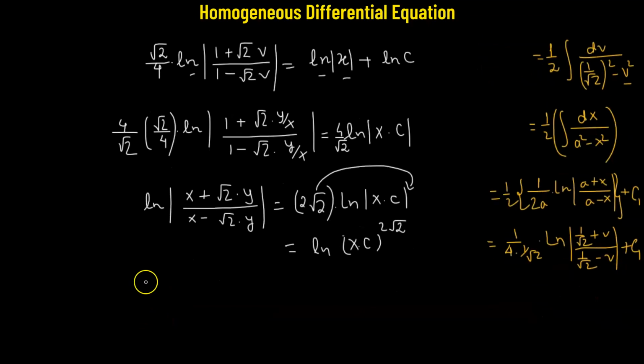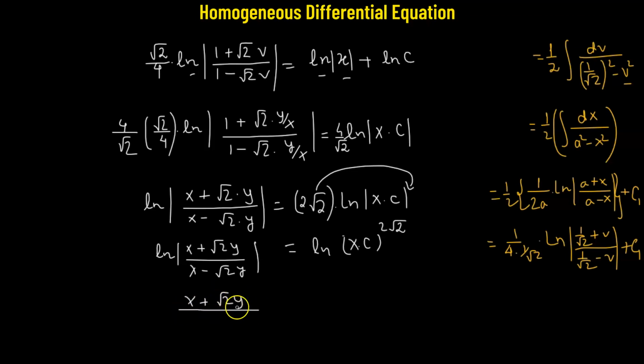And now what we can do, we can get rid of the logarithm from both sides. So this will give us (x plus root 2 times y) divided by (x minus root 2 times y) equals (x times c) whole raised to the power of 2 root 2. So this is the final solution, or you can say the required solution to our given differential equation.